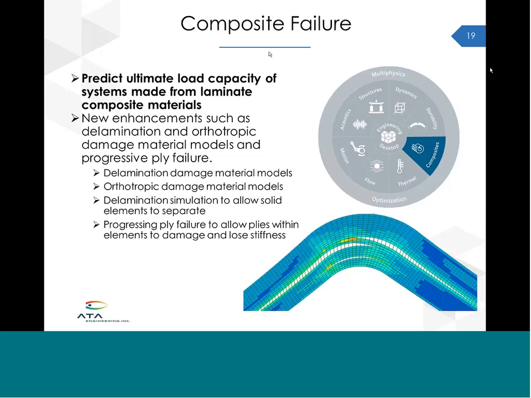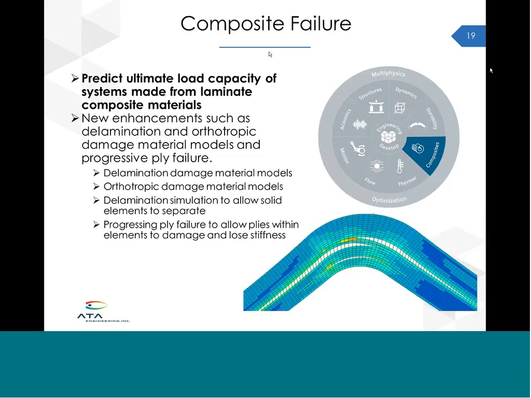And so there's now a wide variety of pre- and post-processing tools in Simcenter to allow you to model these materials and capture their failure properties. And so just to identify a few of those new features, you can now capture delamination damage with cohesive element material models. You can model the plies using orthotropic damage material models. The solver now is actually capable of not only simulating what we call first ply failure, but also progressive ply failure.